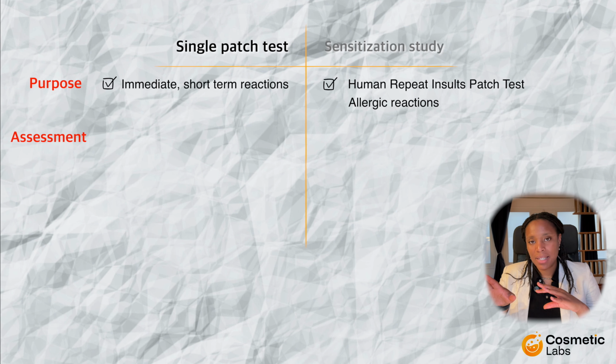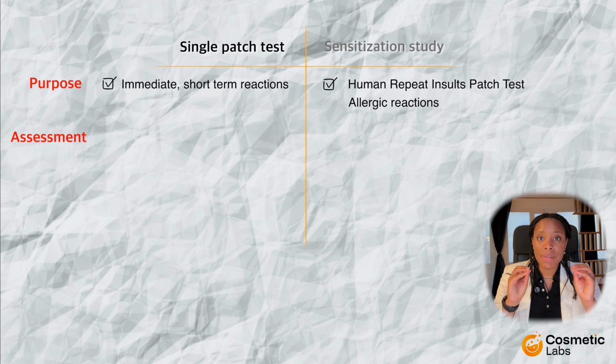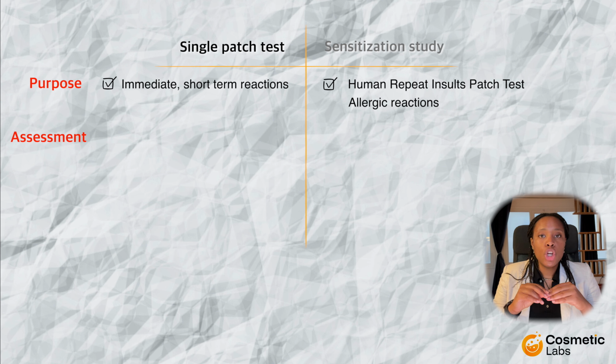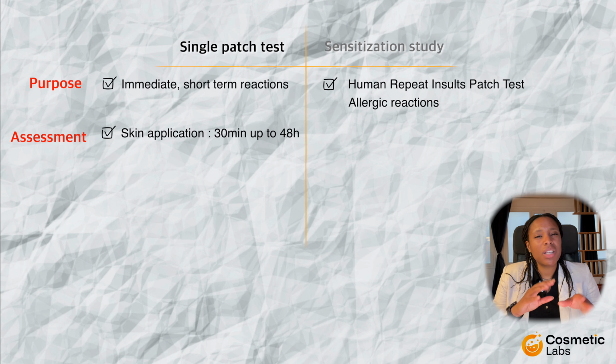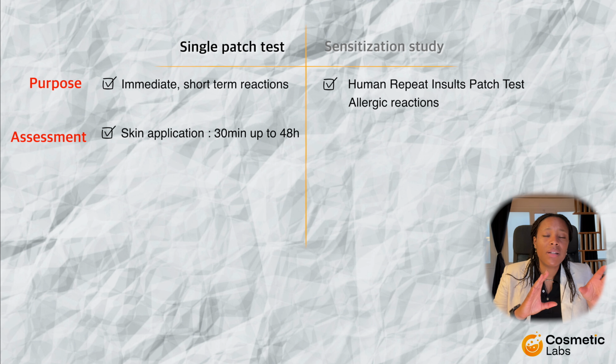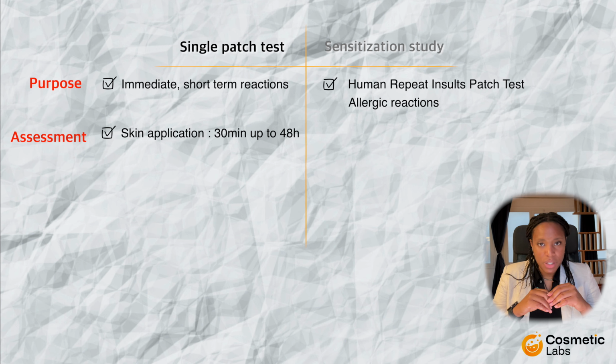Then let's move on to what is measured in these different tests. Regarding the single patch tests, as I mentioned, we want to test immediate or short-term reactions. So the product will be applied on the skin between 30 minutes to 24 up to 48 hours. What will be measured is skin irritation, for example, skin redness or erythema, skin swelling if there are papules or vesicles forming, skin dryness, if there is any discomfort, and so on. Since the product is applied really shortly on the skin, we will only evaluate surface-level reactions.